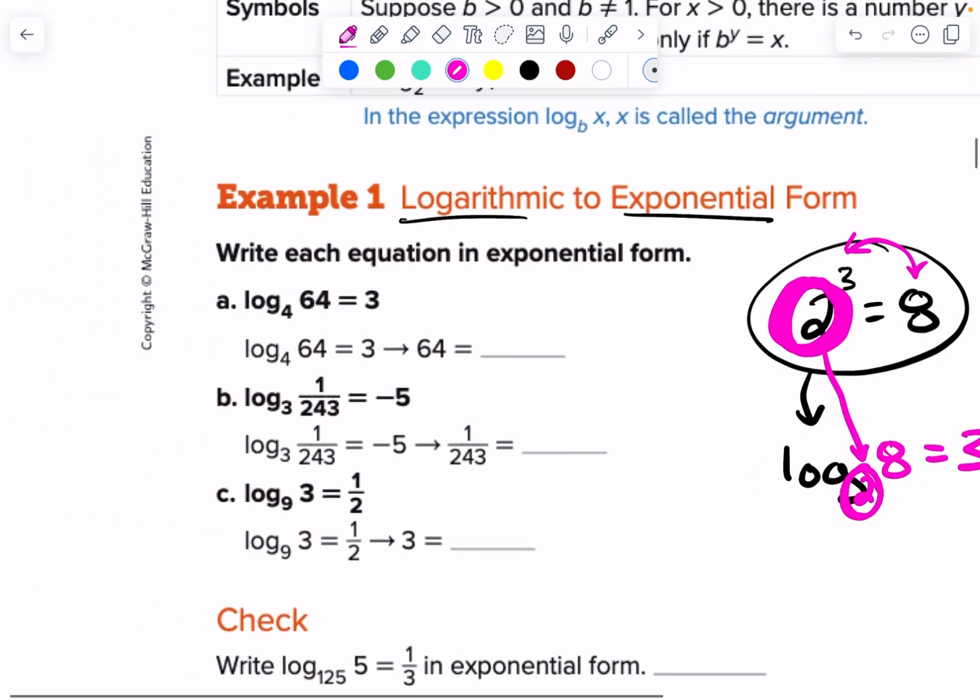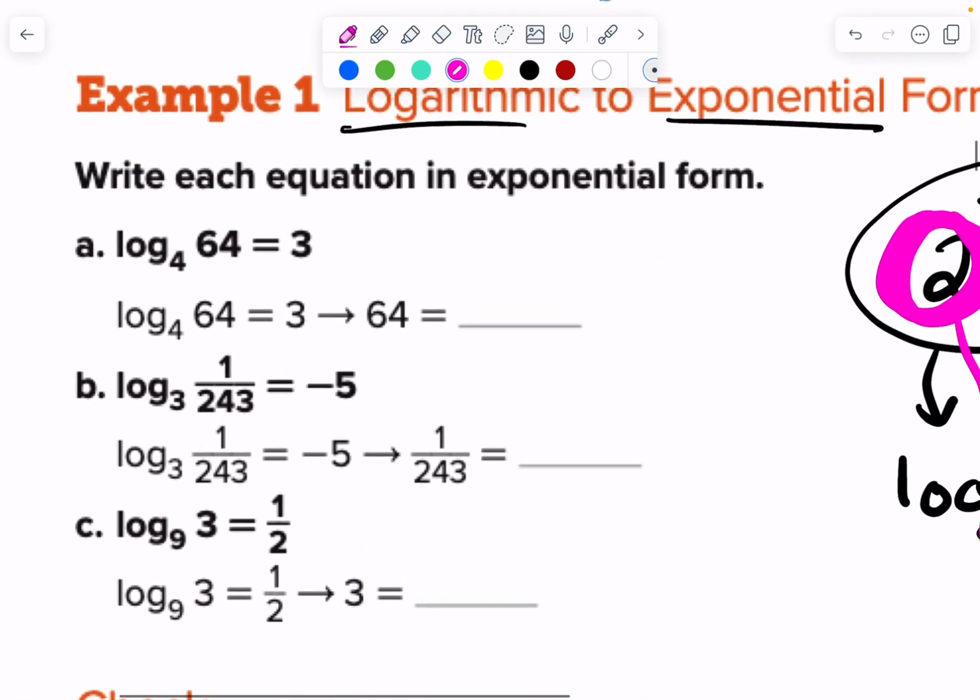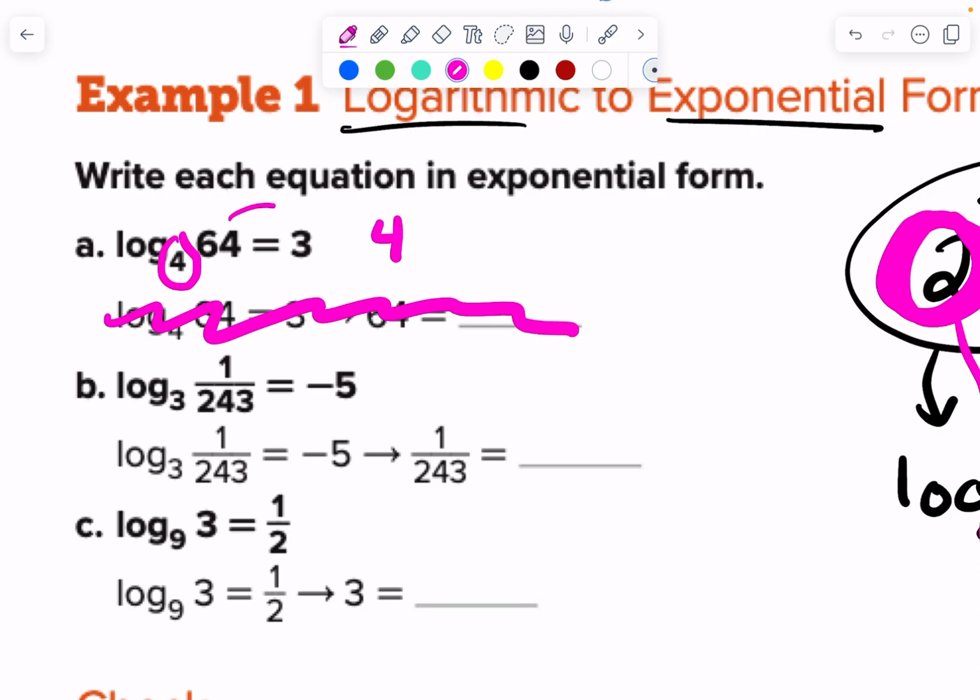So here we're converting back. We have a log and we're trying to convert back. So the deal here is 4 will become my base. 4 will be my base. Then these two numbers will switch places. So it will be 4 to the third power equals 64. Like these ones are really super fast to convert.